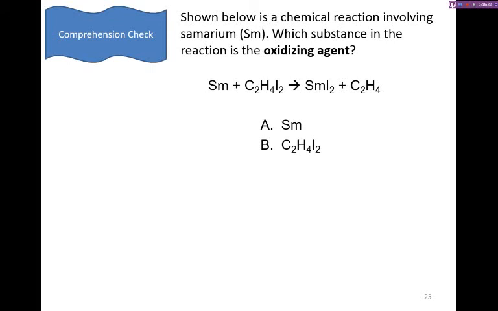Let's do another practice problem here. Go ahead and pause the video and try this on your own, and then you can resume and watch the solution.